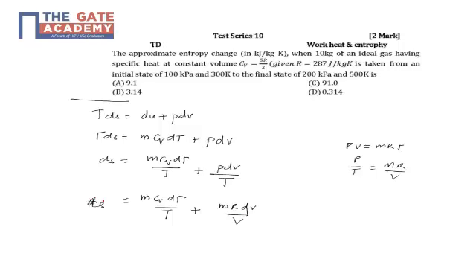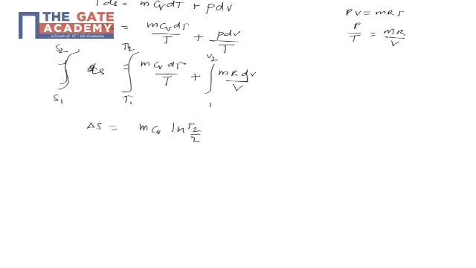Now if I integrate this on both sides, from the state s1 to s2, this is T1 to T2, and this is V1 to V2. So I'll get the change in entropy, which is what I want. This is m Cp ln T2 by T1 plus mR ln V2 by V1.